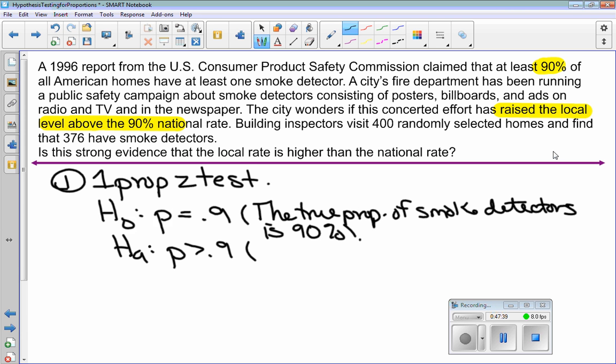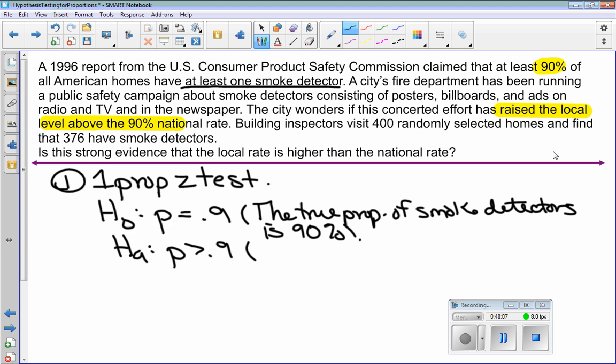0.9 is fine. Either one. Okay? Yes, ma'am. Wouldn't that make sense? Say the proportion of homes with at least one smoke detector then. I like that even better because she said, in context, proportion of homes with at least one smoke detector. You've included that up top. Nice. Okay, good. What's my alternative going to be?